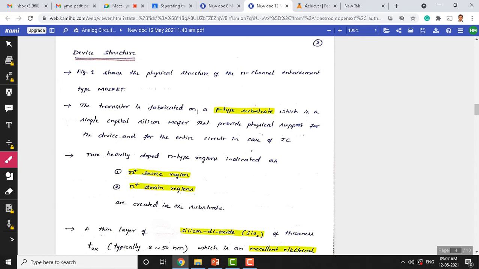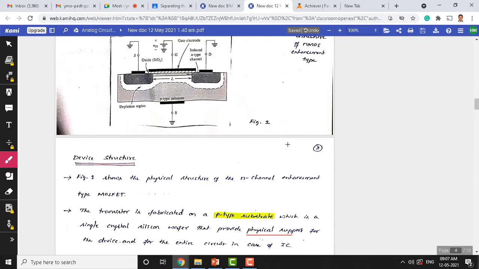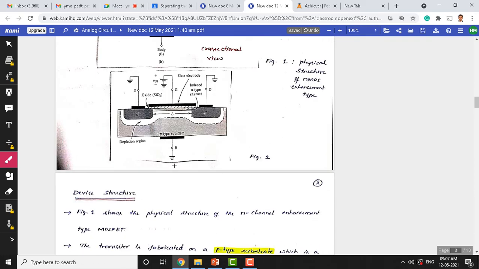The transistor is fabricated on a p-type substrate, which is a single crystal silicon wafer that provides physical support for the device and for the entire circuit in the case of integrated circuits. So this is what I am talking about here. The p-type substrate acts like a foundation for the entire circuit.